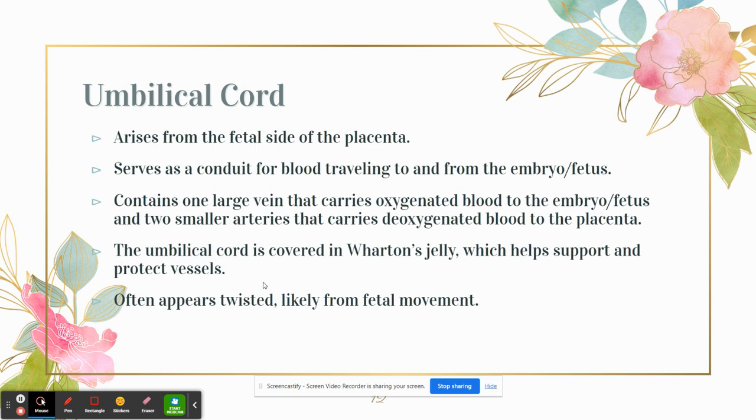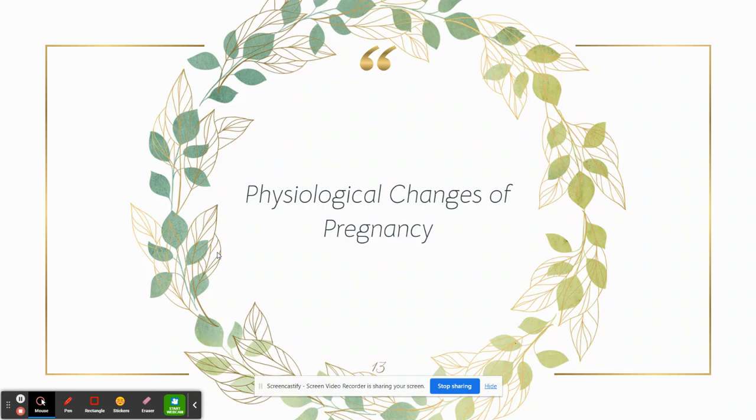It's like stepping on the baby's lungs if it does. And it often appears kind of kinked or twisted, like spirally, because babies move. They like to play jump rope with their cords. Okay, we're going to stop there and pick it up in a little bit.